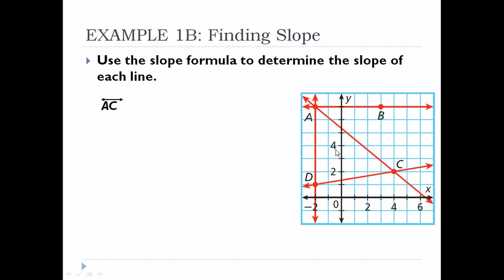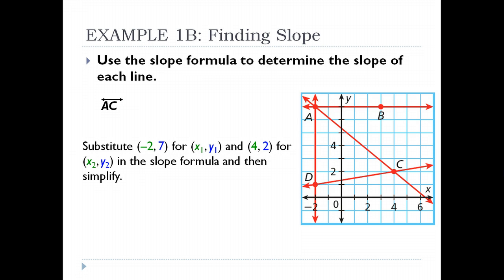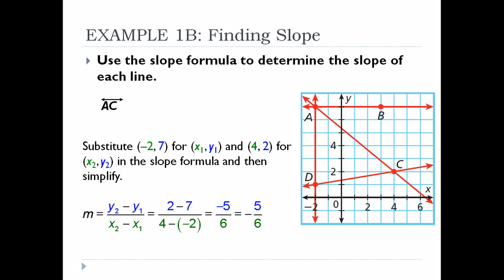Let's look at AC. So that would be this line slanting down. We have the point again, -2, 7, and we have 4, 2. We substitute in the -2, 7 for x1, y1, and 4, 2 for x2, y2, like this. Our slope is -5/6. This makes sense because our line is going down. If we had a little person walking across this line, he would be going downhill.